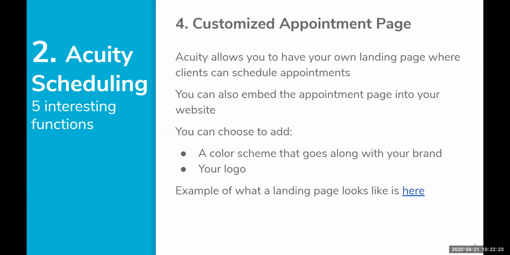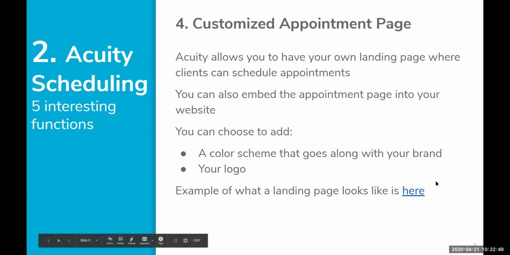So number 4 in Acuity scheduling interesting functions is that you have a customized appointment page. Acuity allows you to have your own landing page where clients can schedule appointments. You can also embed the appointment page into your website like we talked about in the beginning. You can choose a different color scheme that goes along with your brand. You can add in your brand's logo. So for Tabletop, we'll have our iconic cutting board logo.